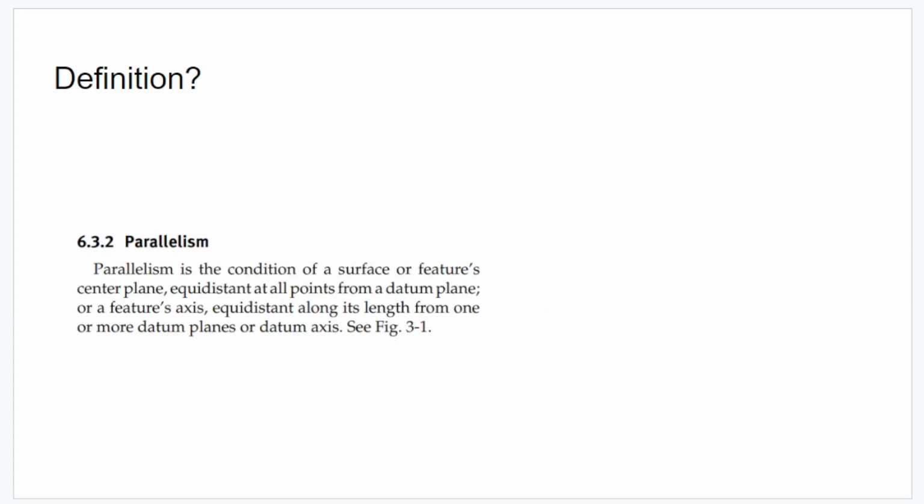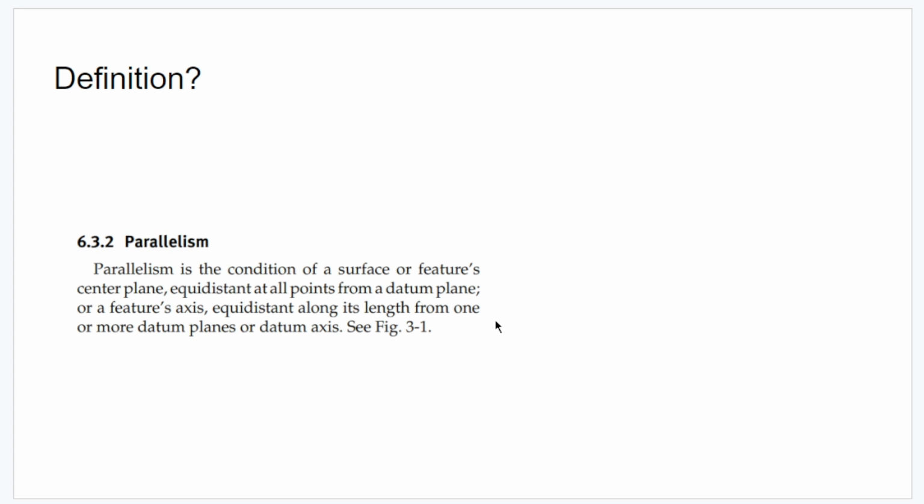And just quickly going over the definition of parallelism, it is the condition of a surface or feature's center plane equidistant to all points from a datum plane, or a feature's axis equidistant along its length from one or more datum planes or datum axes.